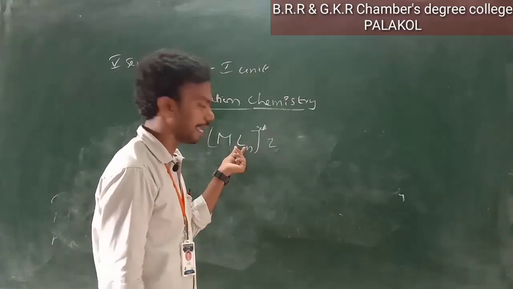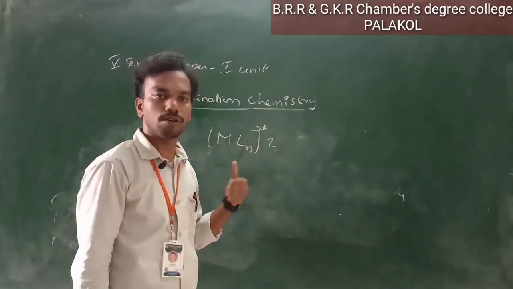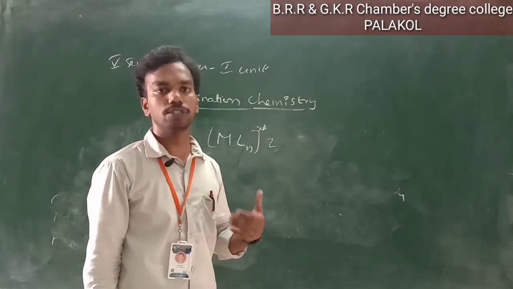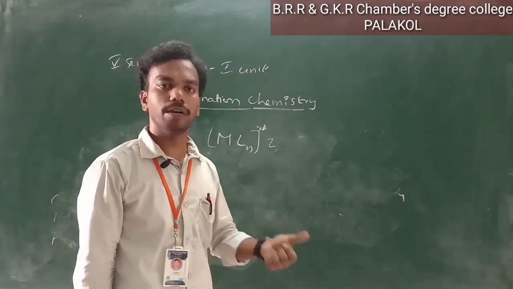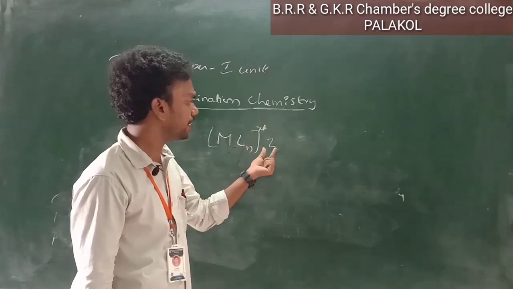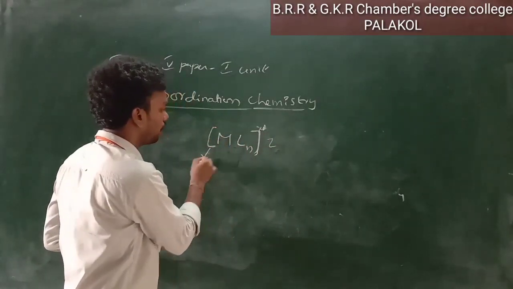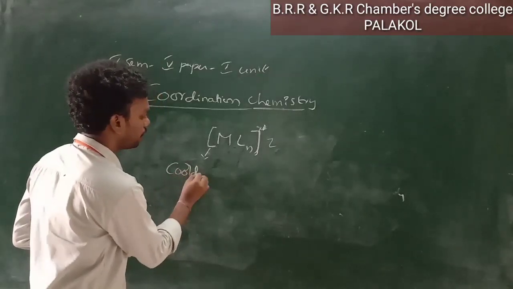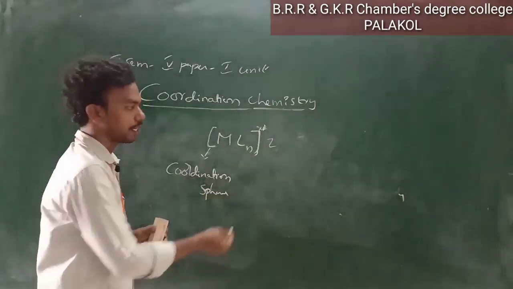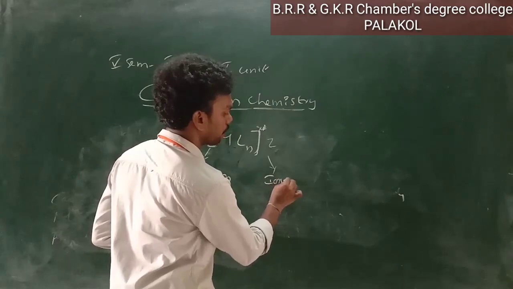Here L is the ligand. What are ligands? Those which have lone pairs of electrons available to donate, forming a coordinate bond with the central metal atom. Those are called ligands. This square bracket is called the coordination sphere, and this outer part is the ionization sphere.